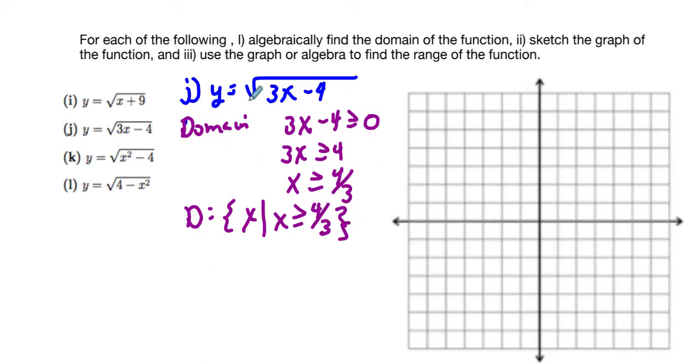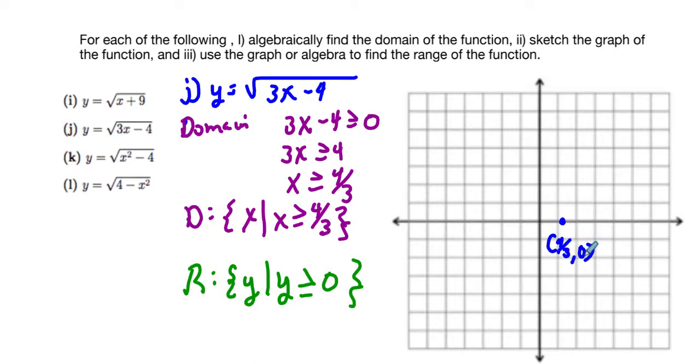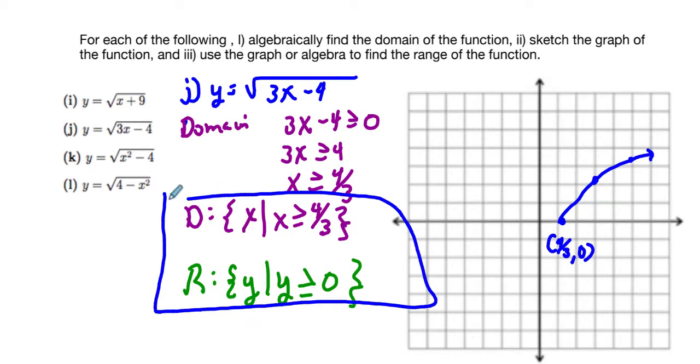Then use my calculator to sketch the points, starting with 4/3 as my x value. And since the radical will always be greater than or equal to 0, that's going to be my range, as long as I'm not adding or subtracting anything to the equation. Looking at my graph, I can easily see that yes, my range is y such that y is greater than or equal to 0.